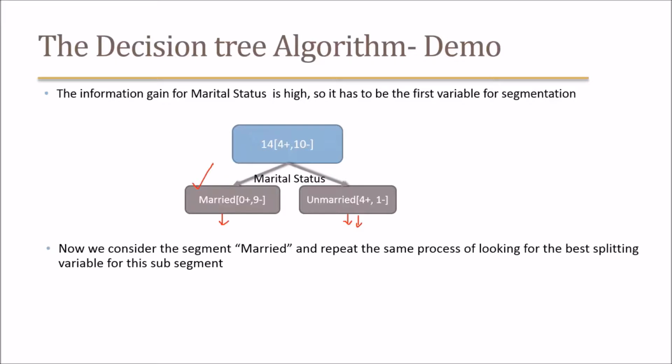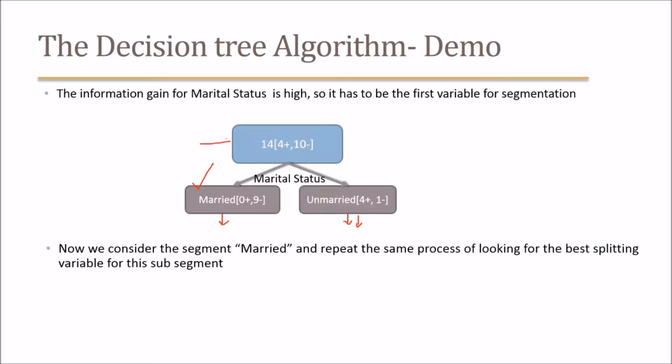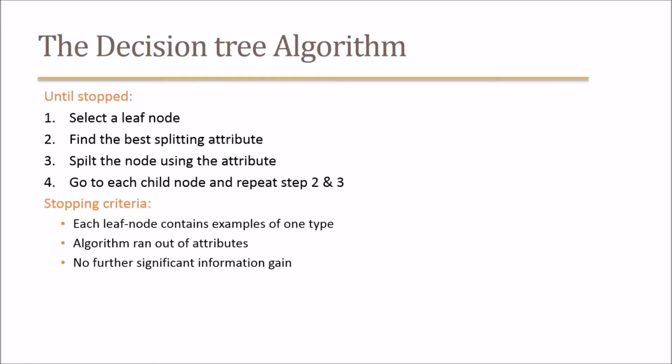We take the segment and we consider all the attributes. The one with the higher information value should be given higher preference for splitting up the whole population. So once again, in the decision tree algorithm, you select a leaf node. At the beginning the leaf node is the root itself, the first node itself is the leaf node, and find the best splitting attribute. We calculate information gain for all the attributes. The one with the highest information gain is the best splitting attribute. Split the node using that attribute and then go to the child nodes and repeat steps 2 and 3 again and again.